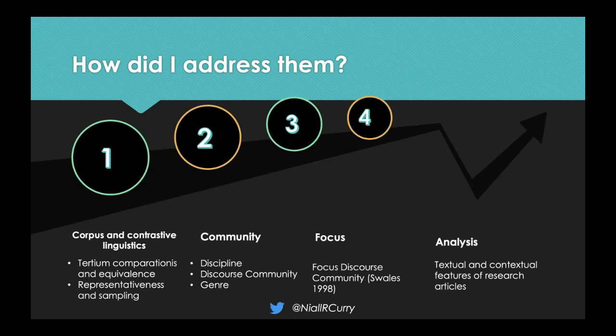So how did I address this? What I moved to do was try to bring corpus and contrastive linguistic approaches together by addressing this notion of the tertium comparationis and equivalence, and aligning it with these notions of representativeness and sampling that are quite foundational in our approach. And I looked at discipline as a way to constrain variables.